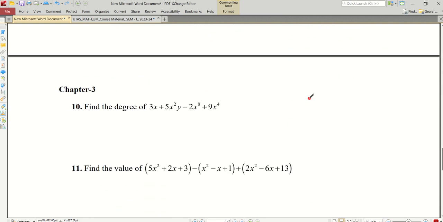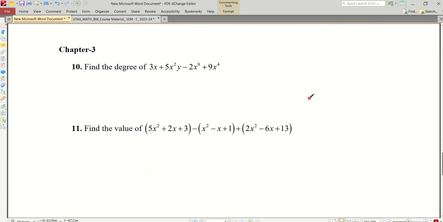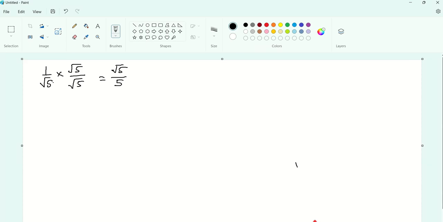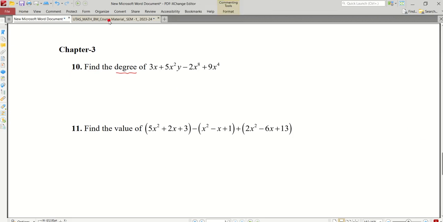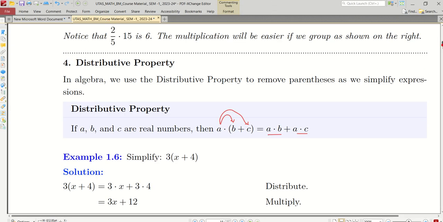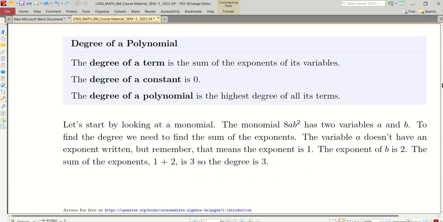Okay. Now coming to chapter number 3. This chapter is very easy. What you need to do here, what is the first question? The first question is find the degree. If you remember, if I explain a little from the course material, you will see this I explained.